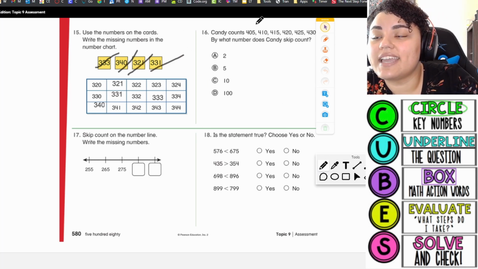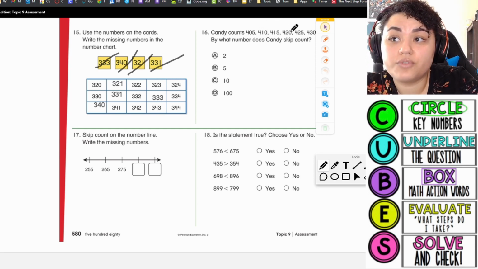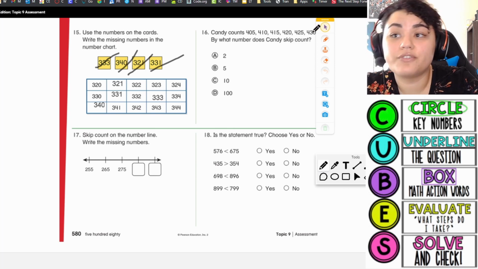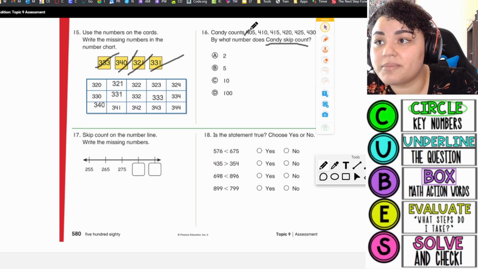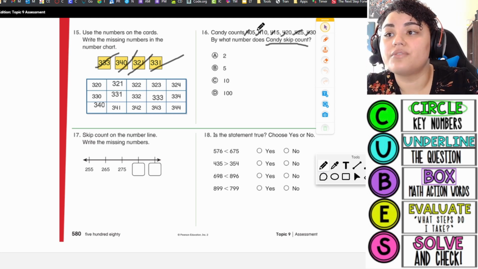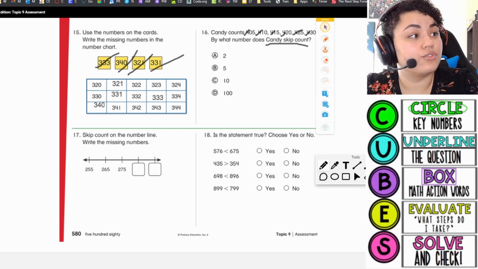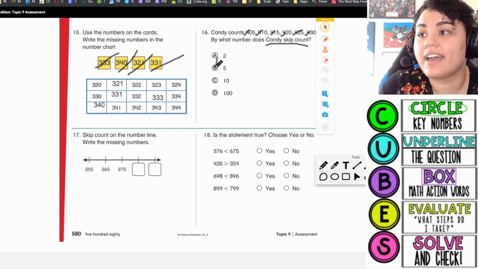Awesome. Candy counts 405, 410, 415, 420, 425, 430. What number is Candy skip counting by? I see a lot of 400s, so let's cross that out to make it easier. Cross out all the 400s. So now let's count 5, 10, 15, 20, 25, 30. What are we skip counting by? We're skip counting by 5s.